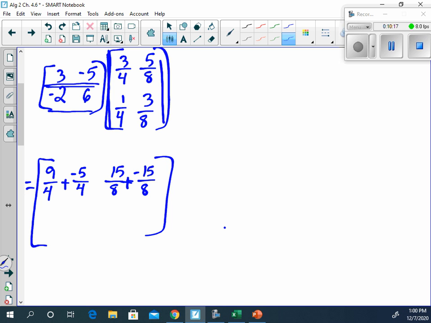We're going to do the same thing, over and down. So negative 2 times 3/4 will be negative 6/4. And yes, negative 6/4 we can reduce to negative 3/2, but we can leave it as negative 6/4 at this point. There's nothing wrong with that. 6 times 1/4 is just going to be positive 6/4. And lastly, over, down. Negative 2 times 5/8 is going to be negative 10/8. 6 times 3/8 is going to be plus 18/8.